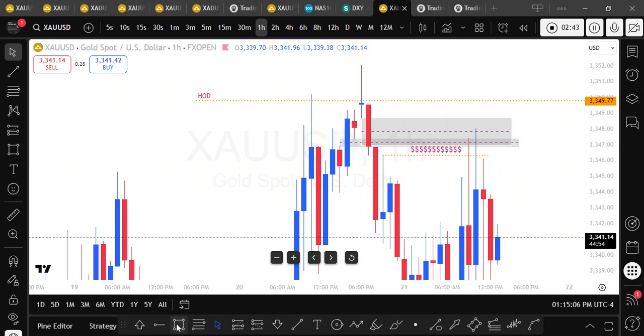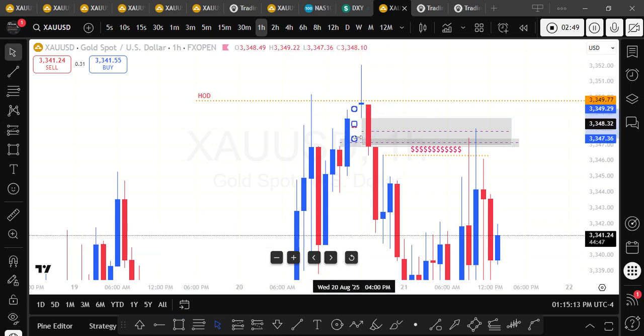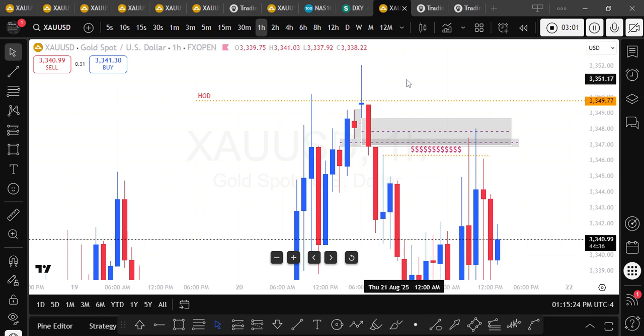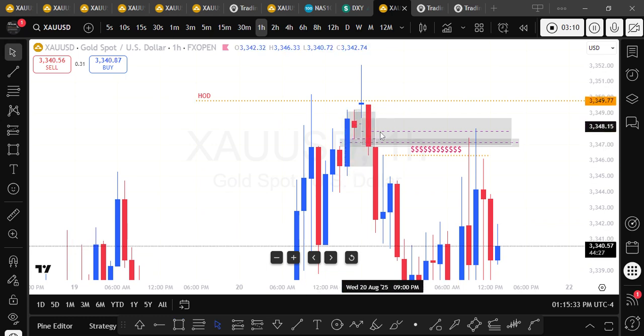This is also present in this area. This is a breaker block. This candle is a breaker block, and this candle represents an order block. This bullish candle represents an order block, but this order block is calculated from the body, not from the wick. Why? Because it doesn't coalesce with a fair value gap. There is no fair value gap here.